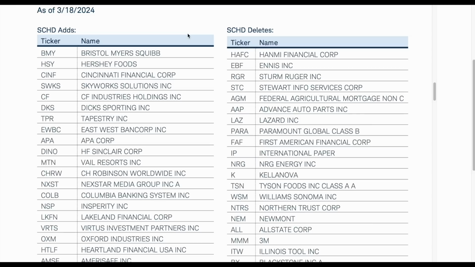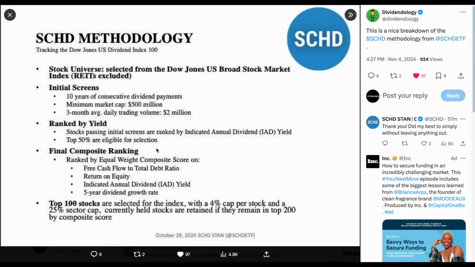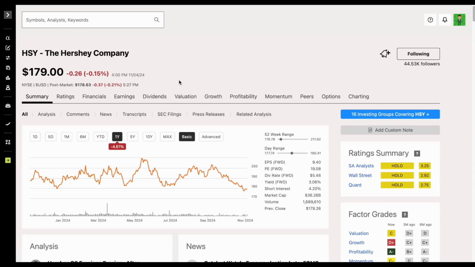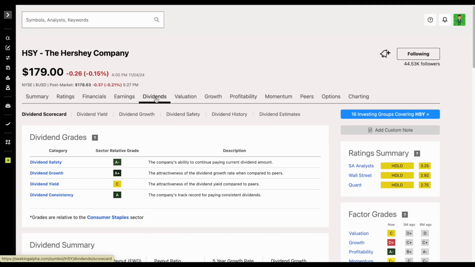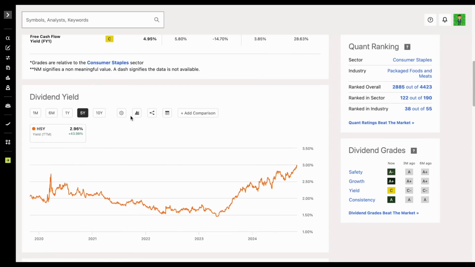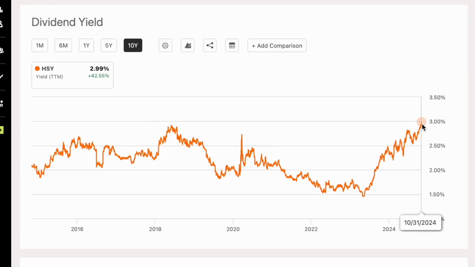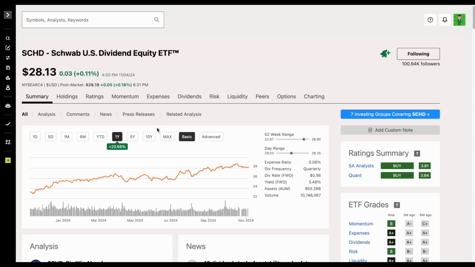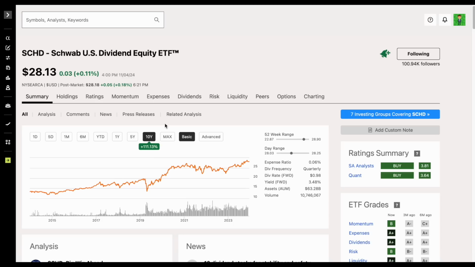And a lot of the times, because SCHD focuses on buying stocks, like we saw in the methodology, that are in the top 50% of indicated annual dividend yield, they often buy stocks that are closer to their 52-week low, giving those stocks a higher starting dividend yield. For example, look at the Hershey Company. We can see over the past year, they're down about 4.61%, and SCHD recently added them to their portfolio. If we look at the starting dividend yield history for this company, let's scroll down, we can see they currently have the highest starting dividend yield in the past decade. And obviously no strategy is perfect, but we can see overall the strategy has worked pretty well for SCHD.